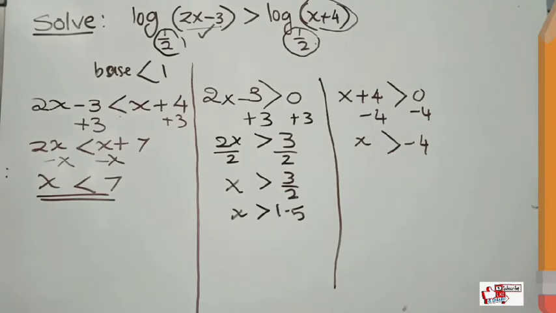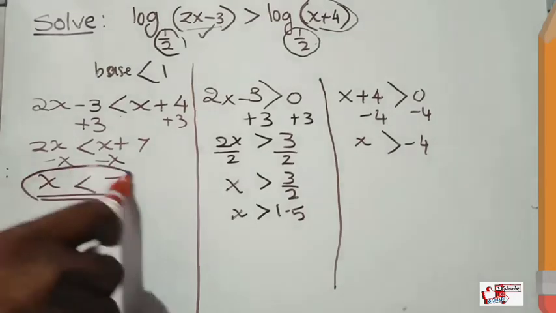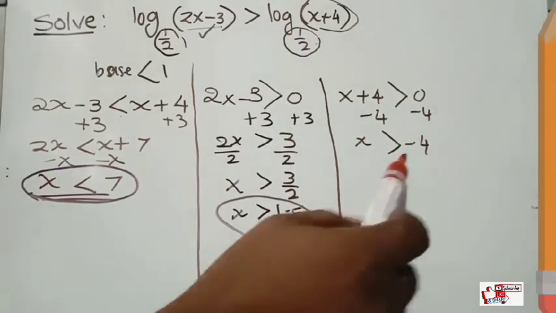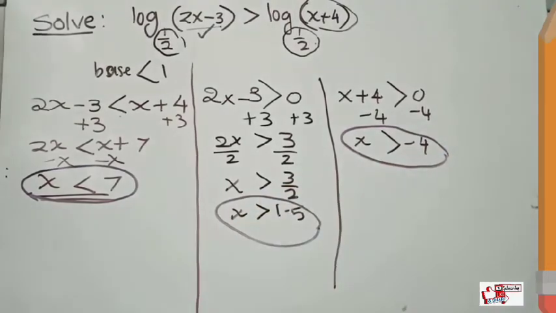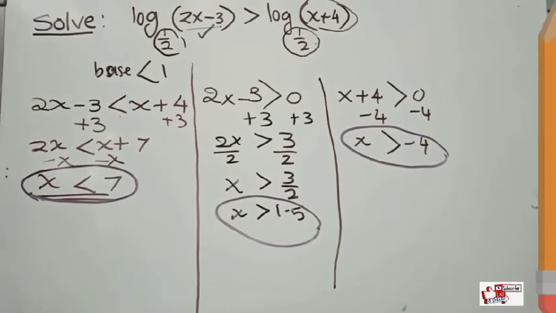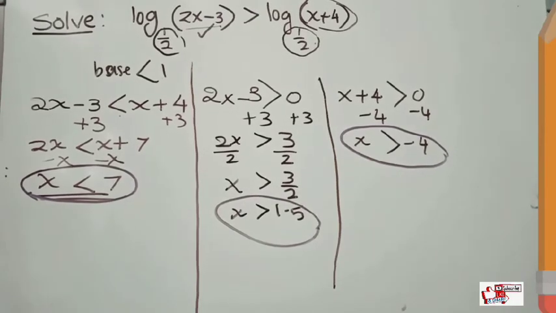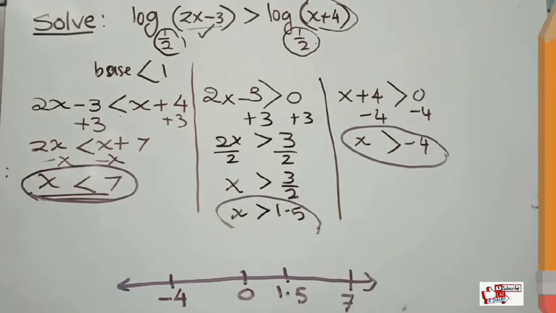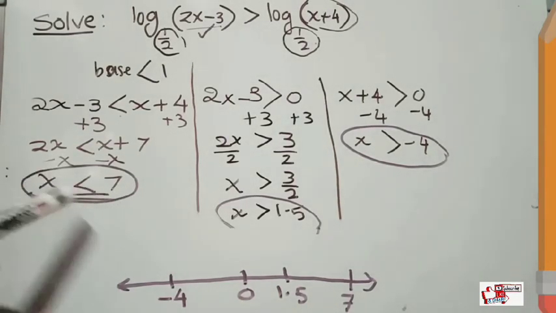So now here we got 3 values for x. One is x less than 7, x greater than 1.5 and x greater than minus 4. Now we need to find the intersection of these regions. Our solution will be the intersection of all these regions. To find that, let us draw a number line. On the number line, I marked all our required values like 1.5, minus 4 and 7. Now let's show the corresponding regions on the number line.